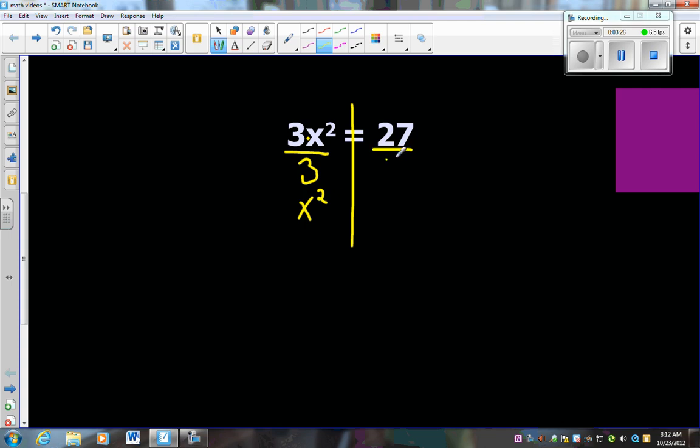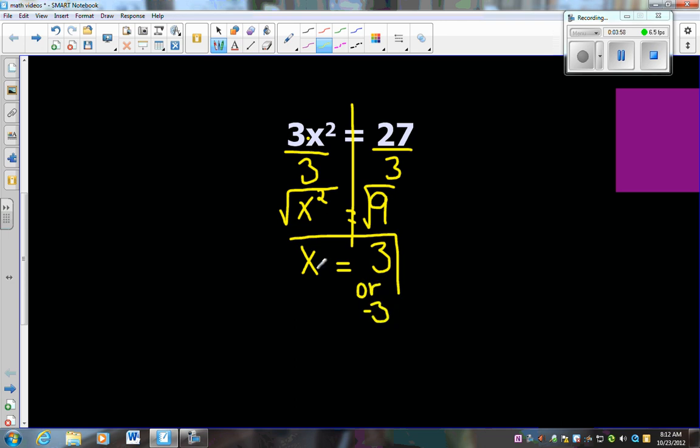And so then I also do it to the other side. 27 divided by 3 gives me 9. So now I have x squared equals 9. So now I use the inverse operation to squaring, which is taking the square root, which gives me a plain old x. If I do it to one side, I have to do it to the other. The square root of 9 is 3. So x equals 3, or -3, because -3 times -3 is also 9.